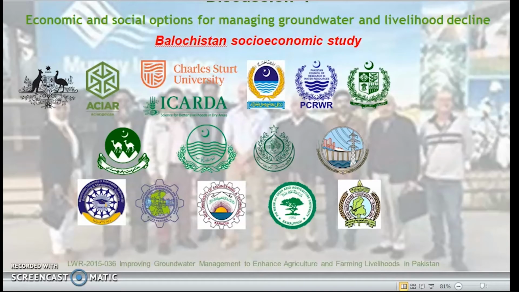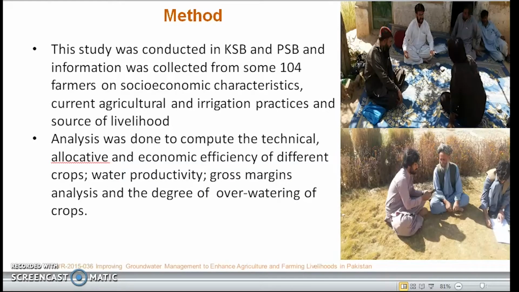I am going to present the Balochistan socio-economic study findings and economic and social options for managing groundwater and livelihood decline in Balochistan. This study was conducted in Kuchlag subbasin and Pashin subbasin, and information was collected from some 104 farmers on socio-economic characteristics, current agricultural and irrigation practices, and sources of livelihood. Analysis was done to compute the technical, allocative, and economic efficiencies of different crops, along with water productivity, gross margin analysis, and the degree of overwatering of crops.